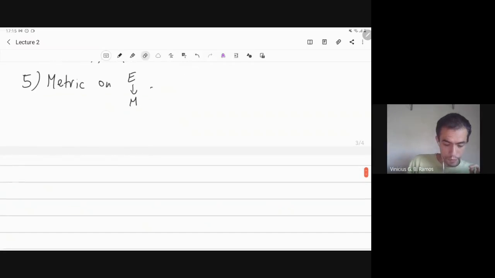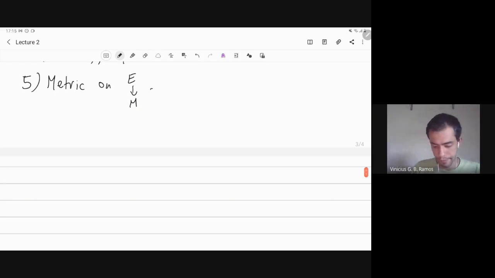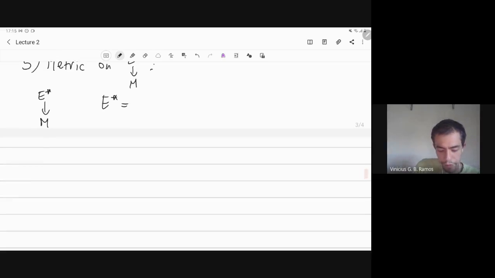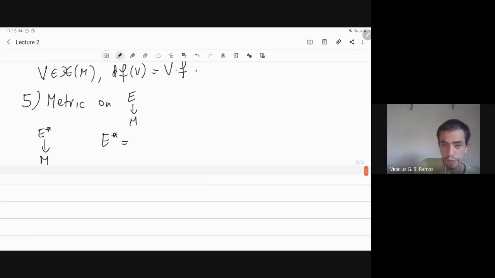Okay, so what is a metric on a bundle? Well, first of all, given a bundle, we can consider its dual bundle. So what's the dual vector bundle? Well, this is just, for each fiber, you can consider its dual vector space. So E is a disjoint union, not topologically, but as a set, of E_p for all p in M. So you can consider the dual space of each of the E_p, the E_p dual.